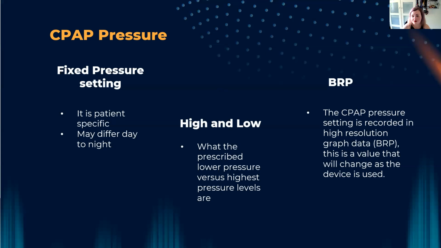Now, this is recorded in a file that's called a .brp file. This is also known as the high-resolution graph data. And this value will change as the device is used because it basically is alternated.